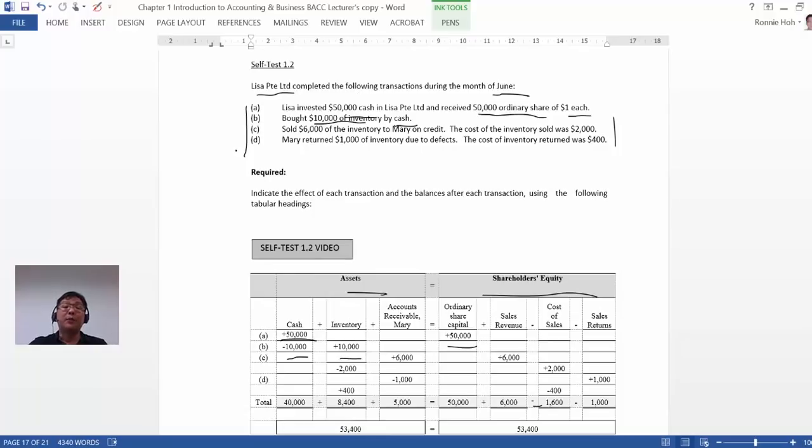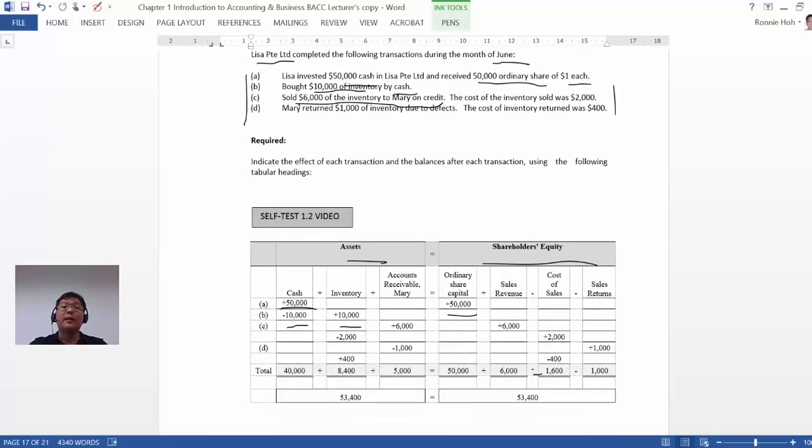Then we come to part C. Now, part C and part D are a bit more complex in that they involve two recordings each. So let's begin with transaction C. For transaction C, firstly we record the first sentence, where it says you sold inventory to Mary on credit.